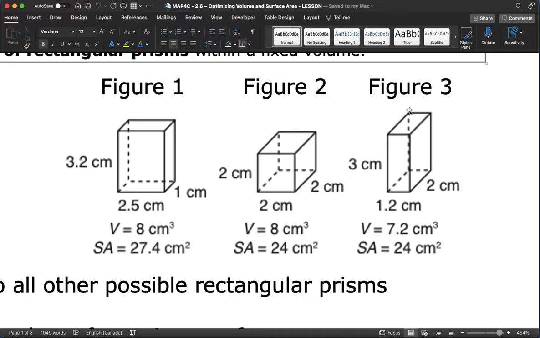Comparing figure 2 and figure 3, the surface area is the same, but the volume of this box is larger. So for the same surface area, this configuration, 2 times 2 times 2, which is a cube, is more efficient for containing more capacity for the same surface area.